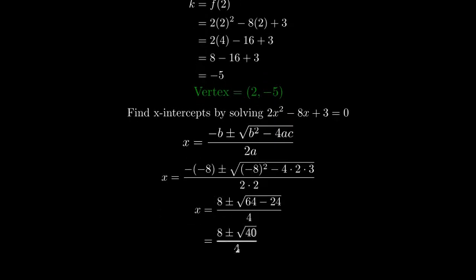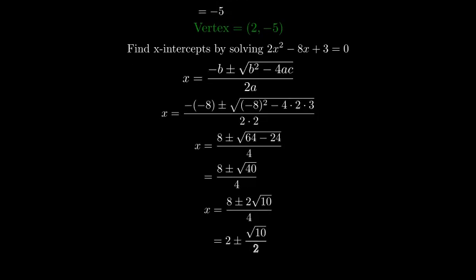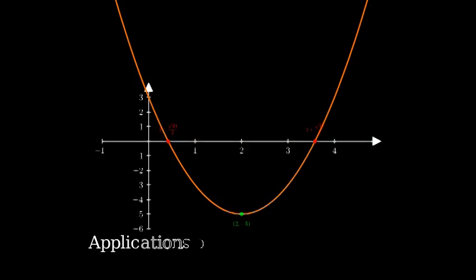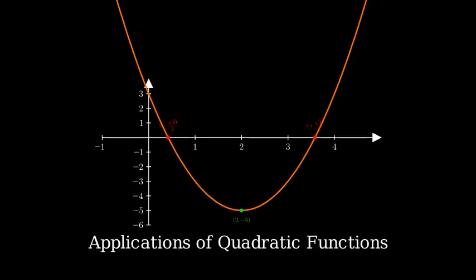Simplifying, this becomes x equals 8 plus or minus the square root of 64 minus 24, all over 4. That's 8 plus or minus the square root of 40, all over 4. The square root of 40 equals 2 times the square root of 10. So, x equals 8 plus or minus 2 times square root of 10, all over 4, which simplifies to 2 plus or minus the square root of 10 over 2. These are our x-intercepts.